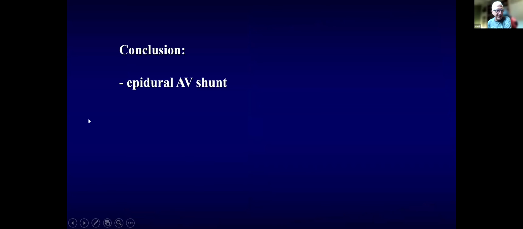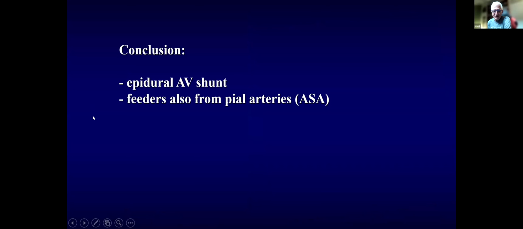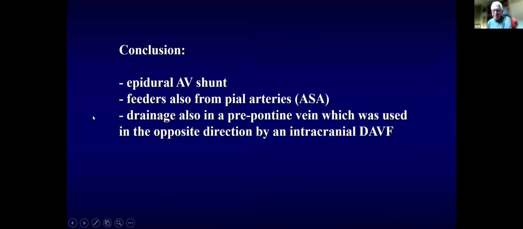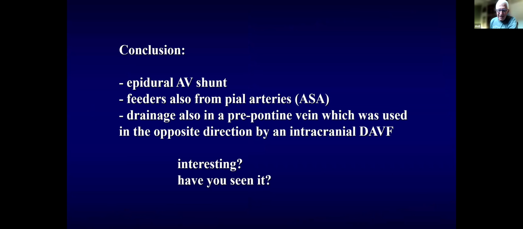So the conclusion, it's an epidural AV shunt, feeders also from pial arteries, drainage also in the prepontine vein, which was used in the opposite direction by an intracranial dural AV fistula. Do you think this is interesting? Have you seen it?